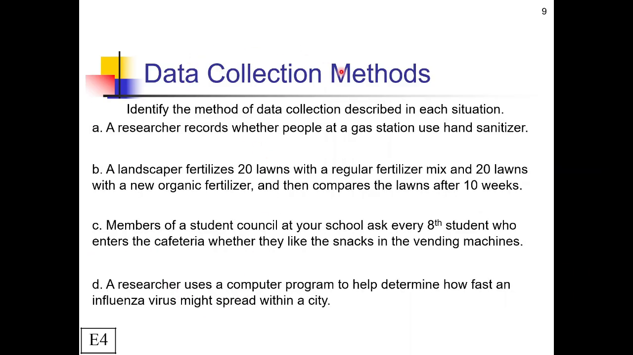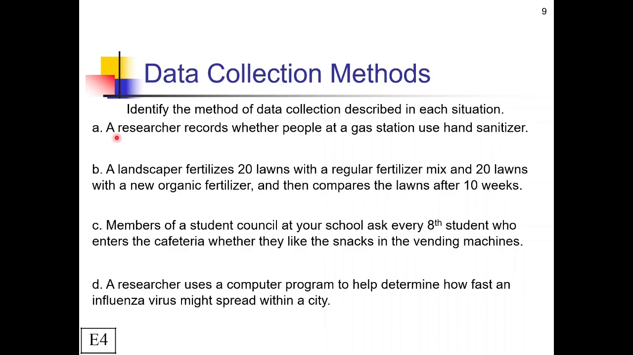So with those different data collection methods in mind, pause the video and see for each of these 4 situations if you can identify the method of data collection described in the situation. Give it a shot. All right, let's see how we did.